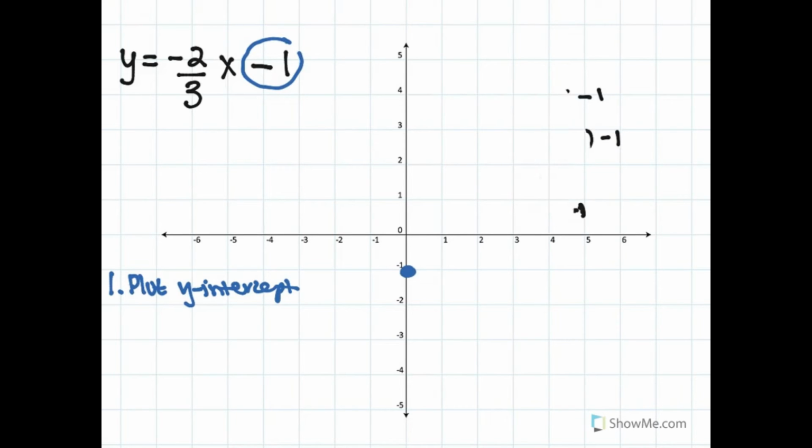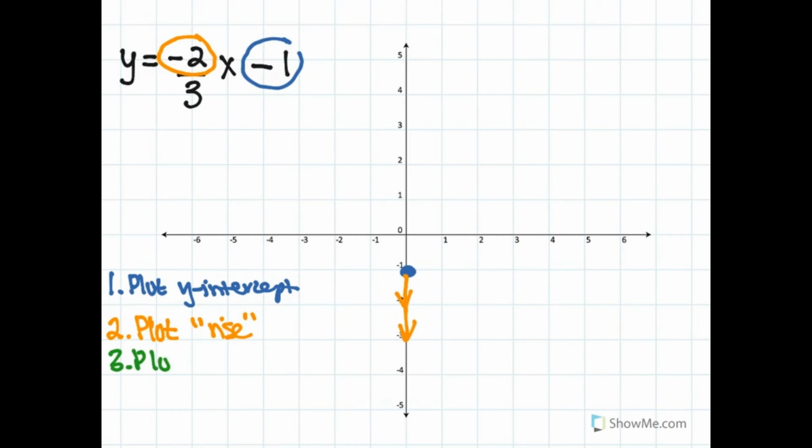Okay, so now that we have done that, our second step is to plot the rise. Now our rise is a little different because instead of +2, it's -2. So that means instead of moving up, we're going to go in the negative y direction to start. So we're going to go down 2 units.